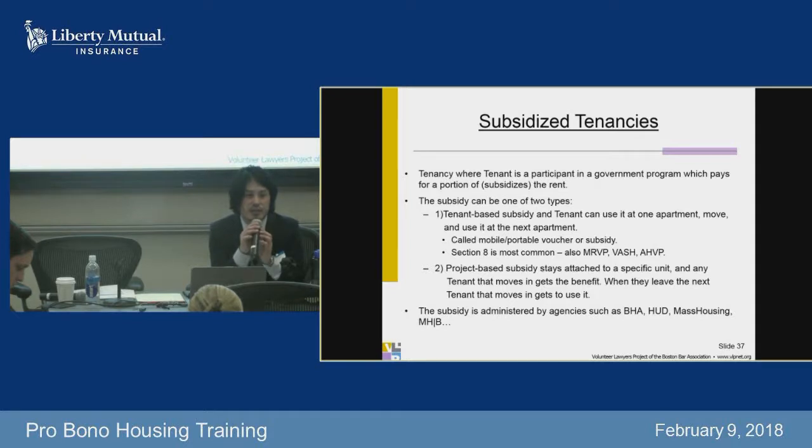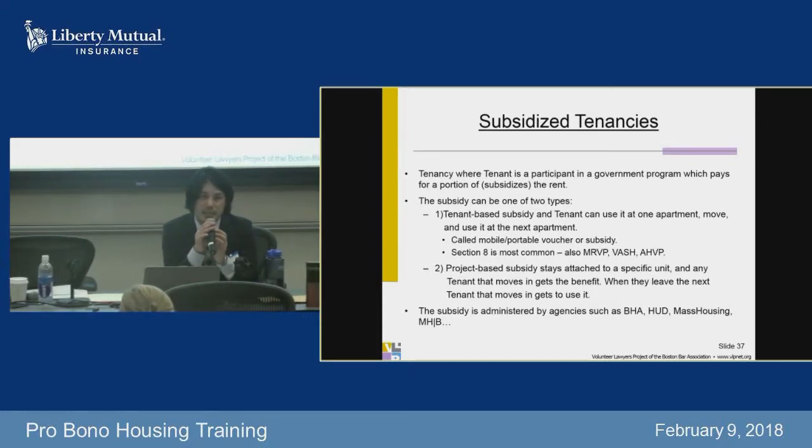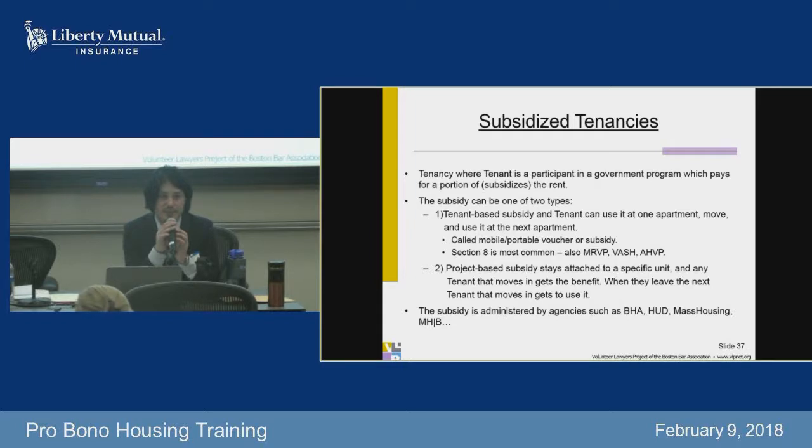Yes? Do they have to qualify income-wise? Yeah, so to get a subsidy, you're gonna have to qualify. And the different programs have different requirements, but yeah, it's gonna be income-based. Okay. Yes?